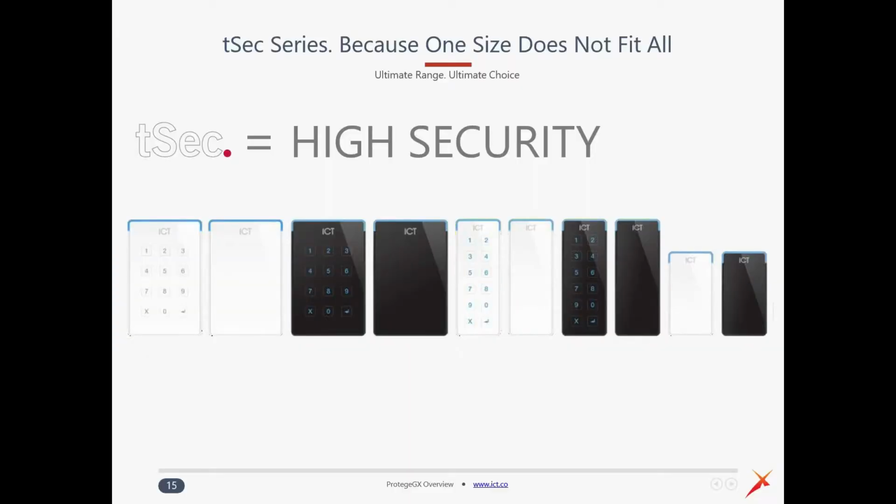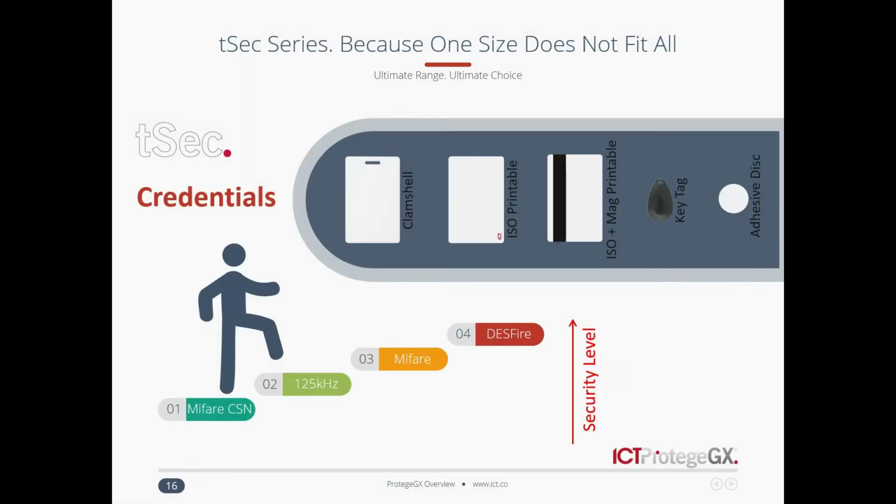Our TSEC readers are high-security, multi-format readers, and they're available in many different form factors, from a small form factor to a standard reader size, long range, and with or without keypads. We have a reader that meets every need. These TSEC multi-format readers accept standard 125 kHz Wiegand credentials, traditional MIFARE CSN credentials, more modern MIFARE high-security credentials, the ultra-secure DESFire credentials, and even mobile Bluetooth credentials, all on the same reader. So whatever level of security you happen to need, we've got you covered.